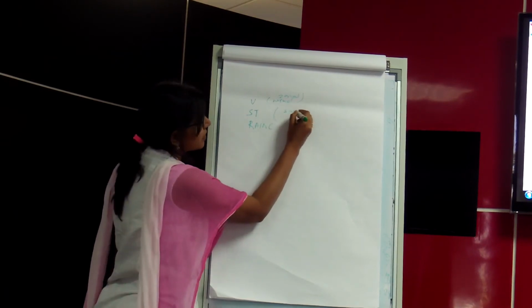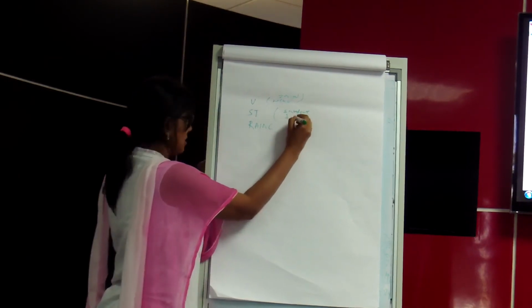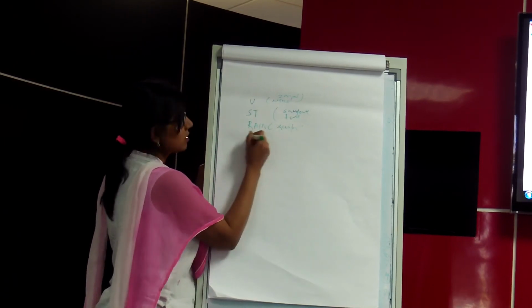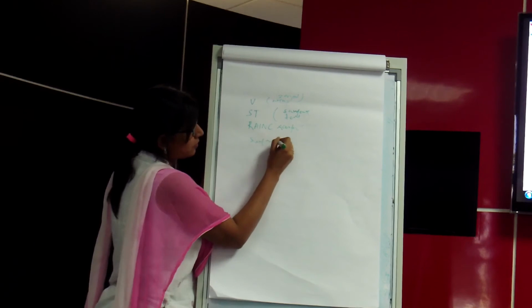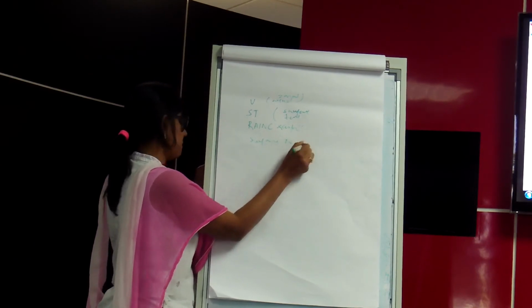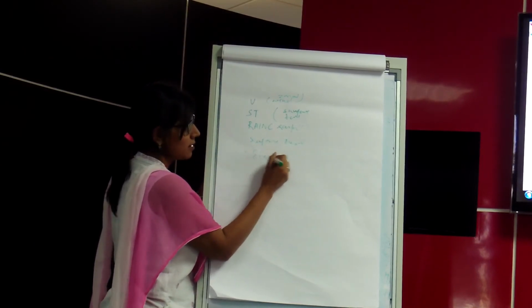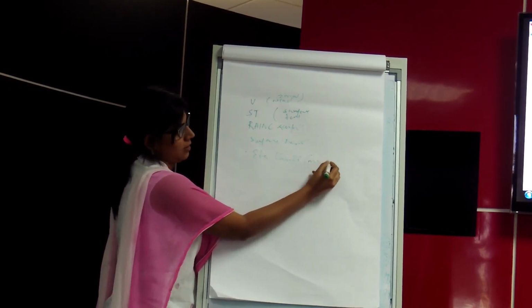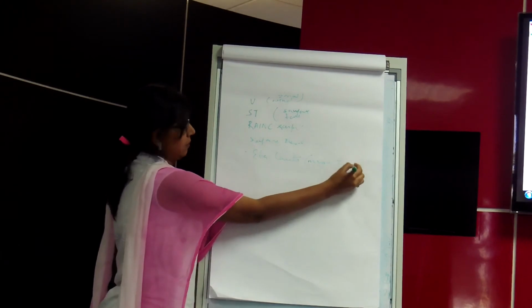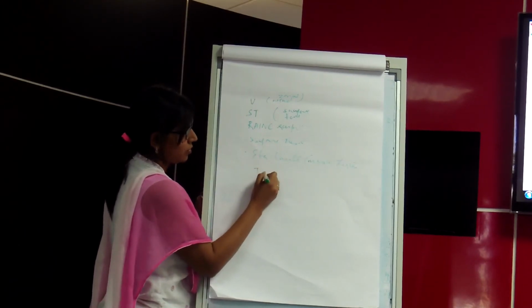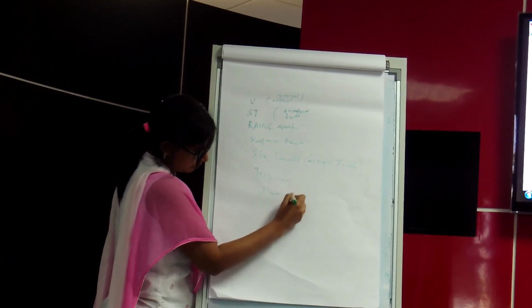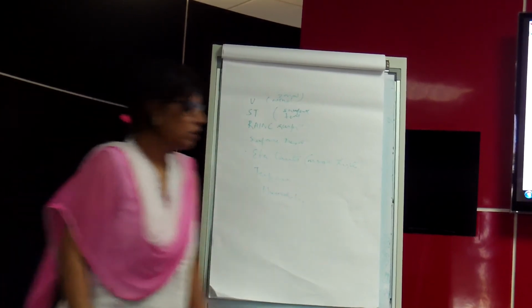Okay, right, let's see. This is surface temperature, rainfall, this is surface pressure, this is theta, levels, and these are model heights. This is temperature, humidity.